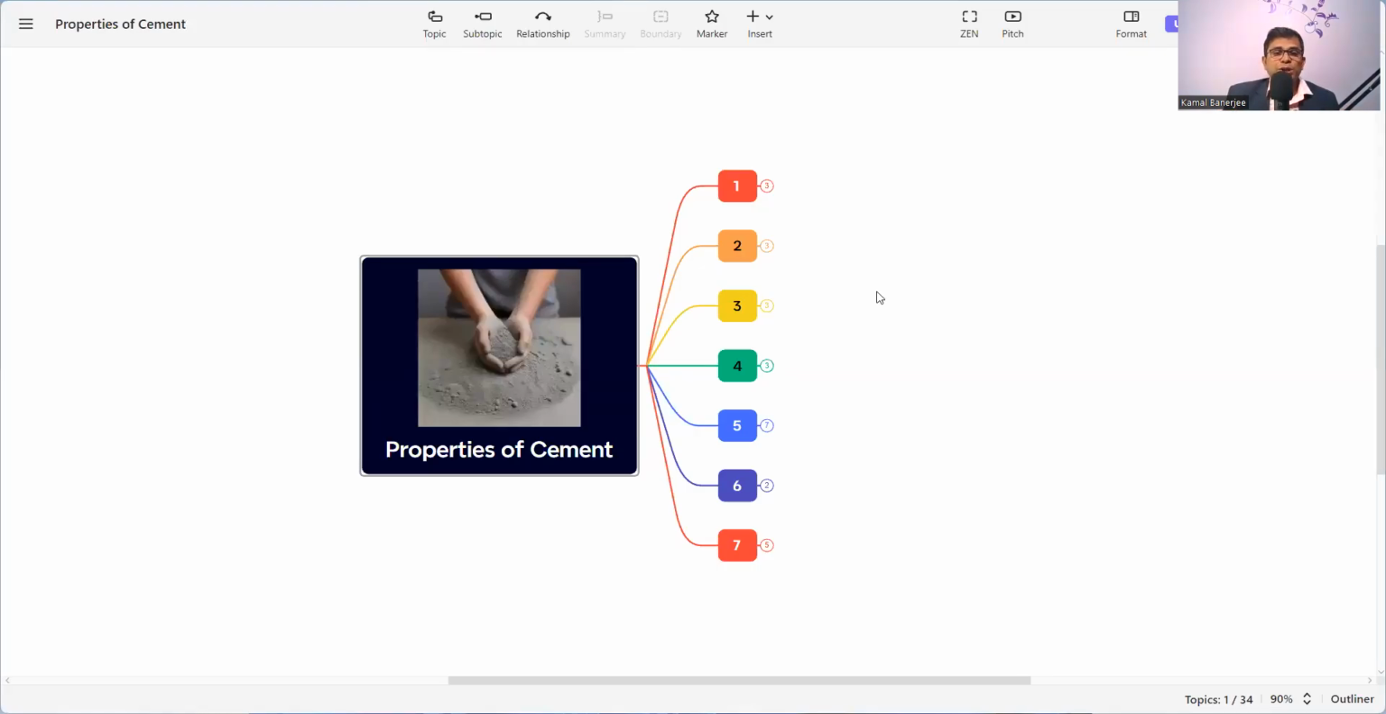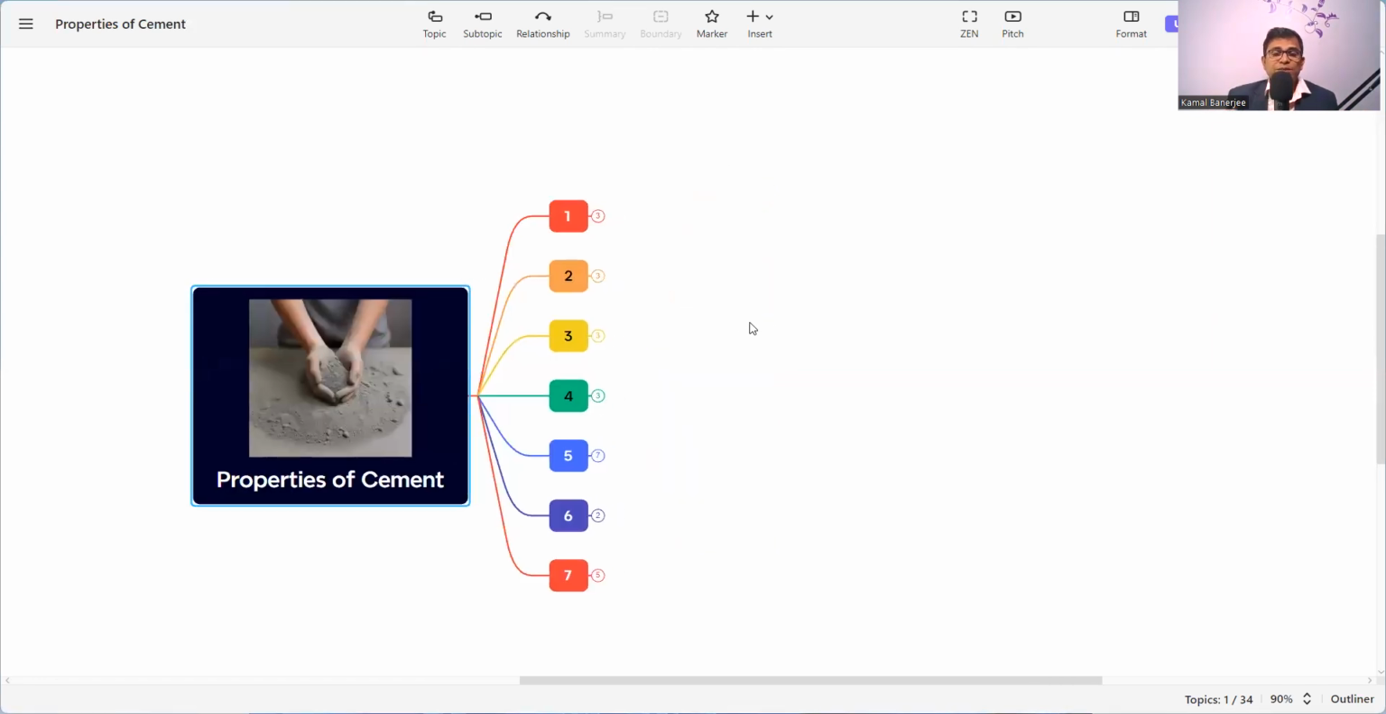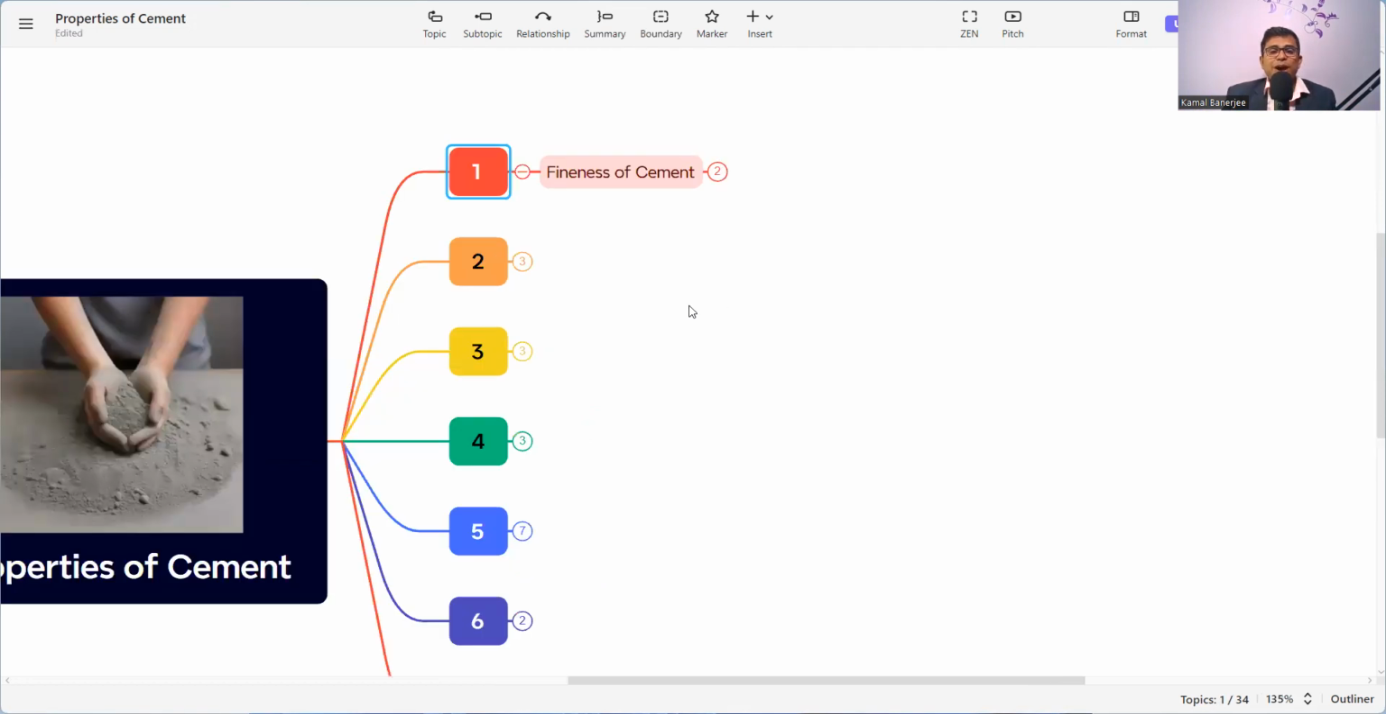So let's start with the properties of cement. What are the main things we need to know about cement so that we are well aware whenever we are selecting cement for the concrete itself, in order to get the right kind of concrete? The first thing we need to know is the fineness of cement. It is very essential that we understand the fineness of cement.